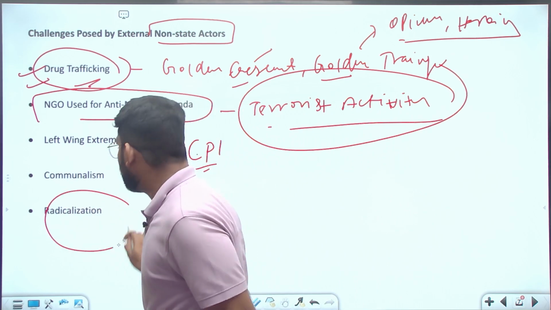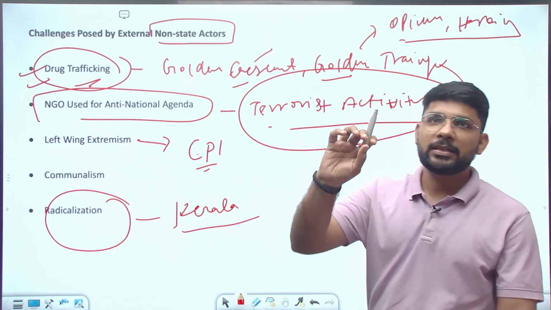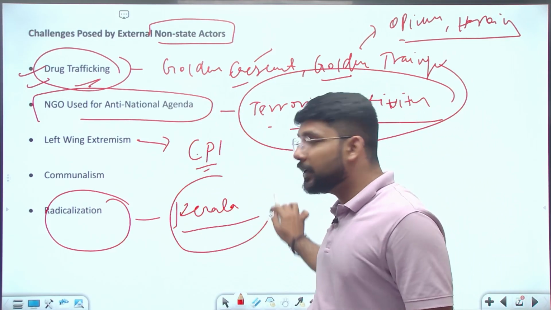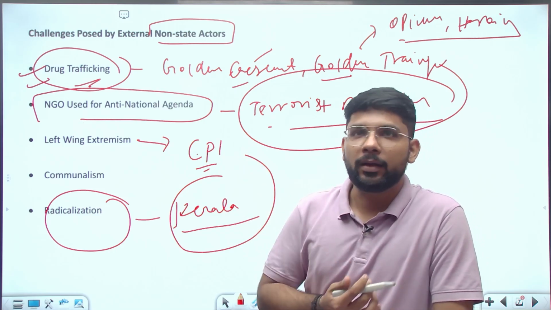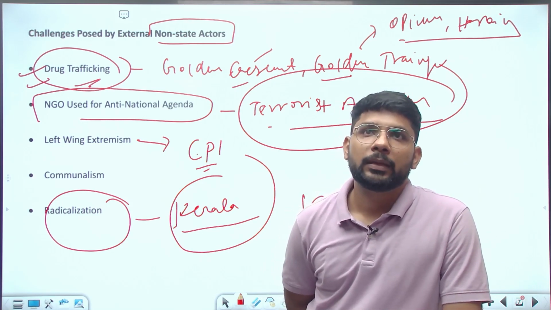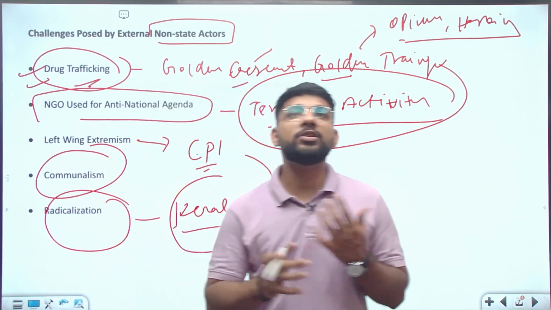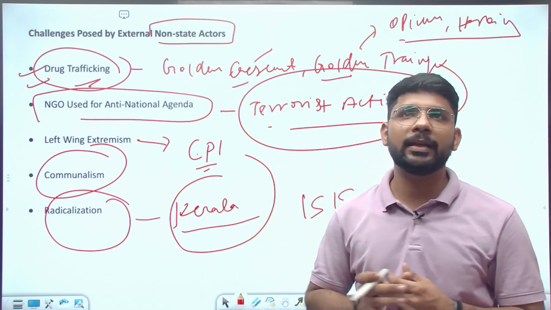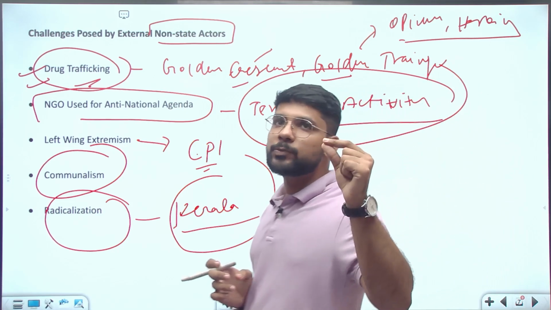Radicalization. In the case of radicalization, they are hiring specific people and converting them to radical. They are making them radical, and a factory was started in Kerala. They are hiring individuals from Kerala, specifically by ISIS. So the radicalization and the communalism, these are the non-state actors. So these are the external non-state actors which affect the stability in the region.